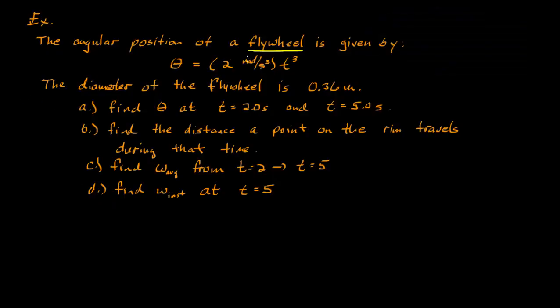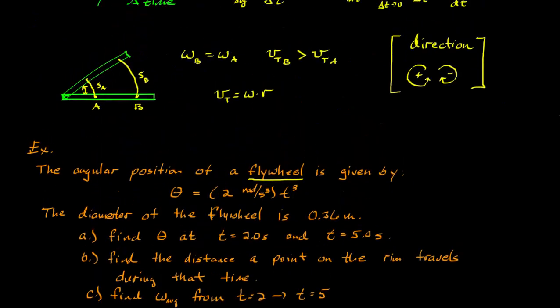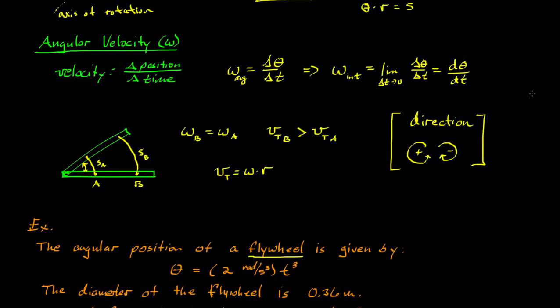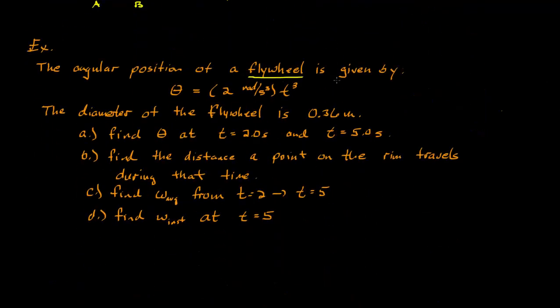Anyway, so the flywheel, we have a position function, and it's 2 radians per second cubed times time cubed. The units on angular velocity, of course, are radians per second. Just get that in there. So these are radians per second cubed times time cubed, so you see the cubes cancel, leaving just radians. So we're all good. The diameter of the flywheel is 0.36 meters. Find the position at 2 seconds and 5 seconds.